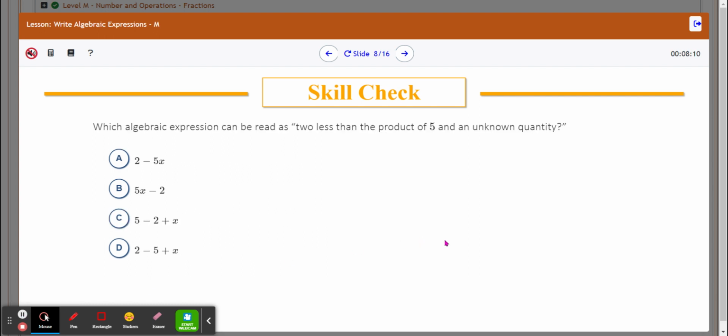One more example. It says, which algebraic expression can be read as, quote, 2 less than the product of 5 and an unknown quantity? So 2 less than is telling me subtraction, but it's subtracted from what? It says the product of 5 and an unknown quantity. Well, again, product is telling me multiplication. So how do I show multiplication with 5 and an unknown quantity? Well, remember, if 2 things are just touching, that means it's multiplication. So I have 5 and an unknown quantity.